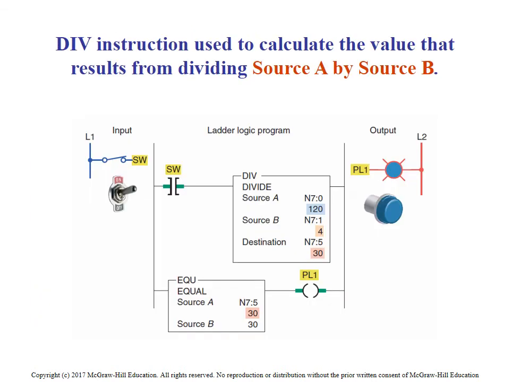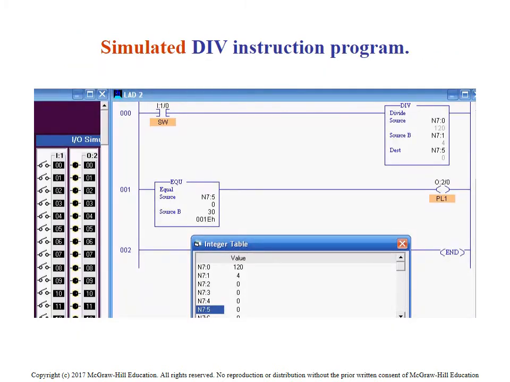There we are. Here's another example of A divided by B. $60 divided by 2 is going to be what?